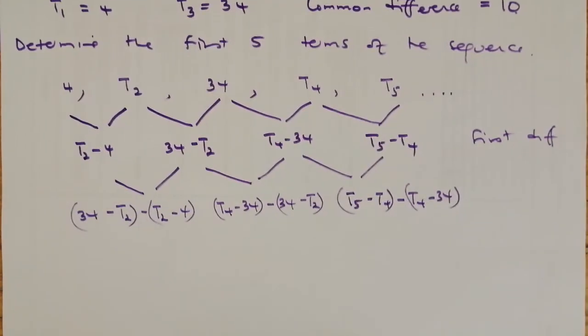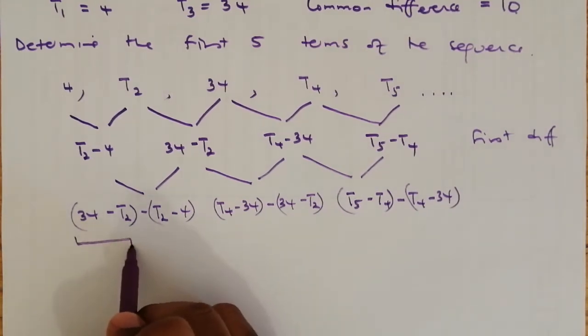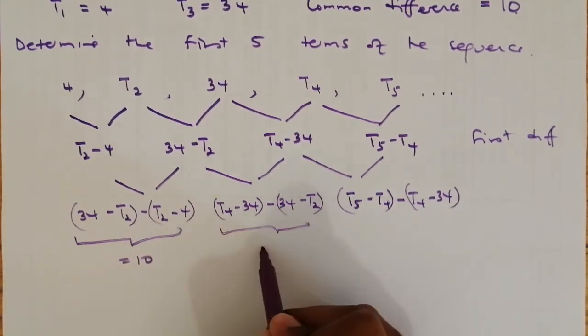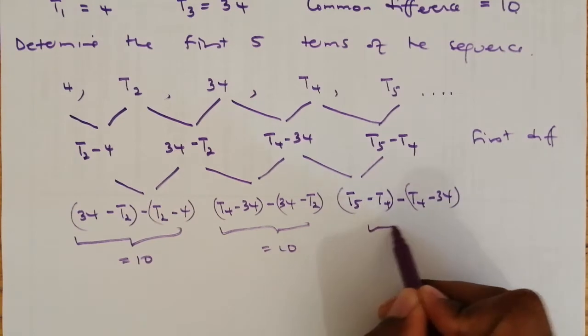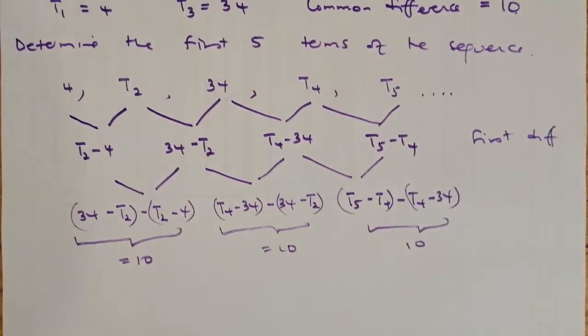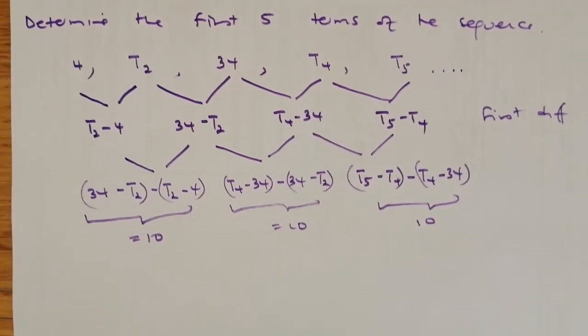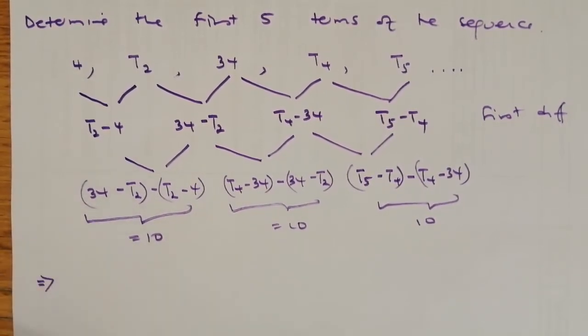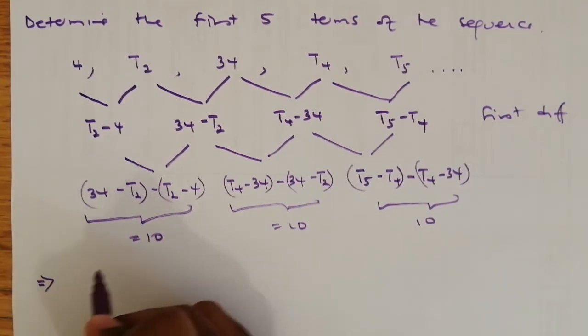Since we are dealing with quadratic sequences, each of these differences must equal 10. Do you guys get that? Because quadratic sequences have a constant, or common, second difference. So we can be on our way now to find our missing terms.